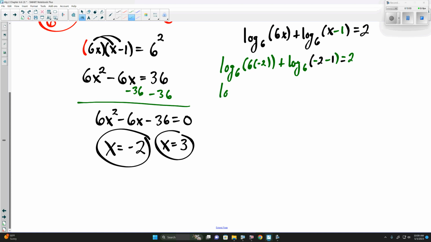And if we simplified this here, we'd have log base 6 of negative 12 plus log base 6 of negative 3 is equal to 2. I have 2 spots where we have a negative inside the log. And it's not so much that the starting number was negative that is the issue. It's that once we finish simplifying, these 2 spots here both ended up being negative.